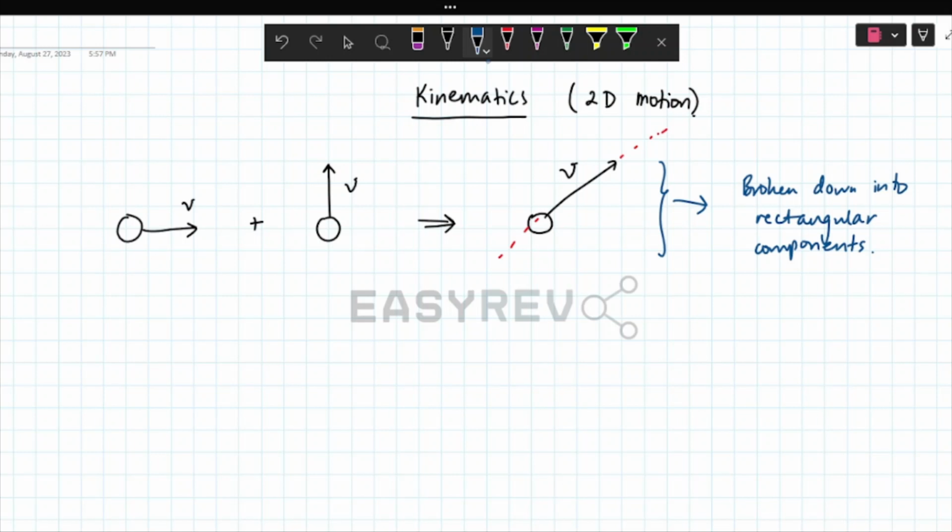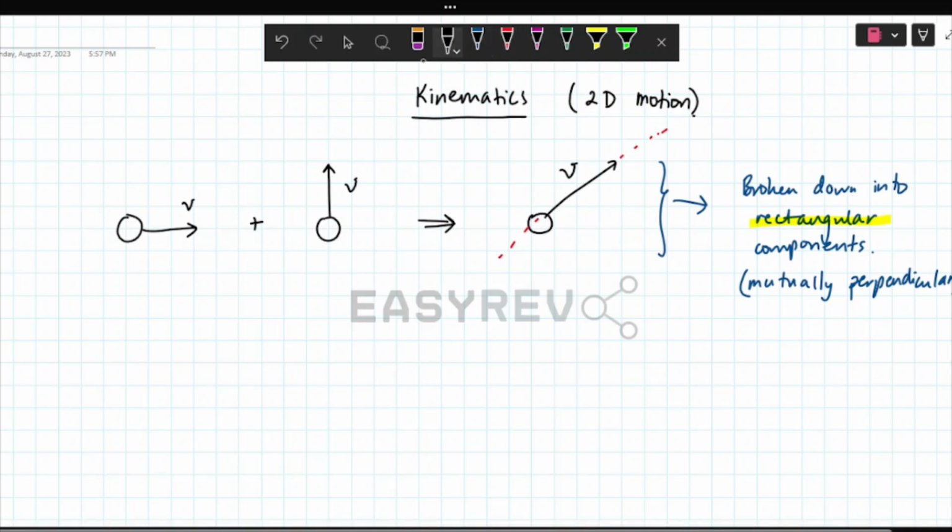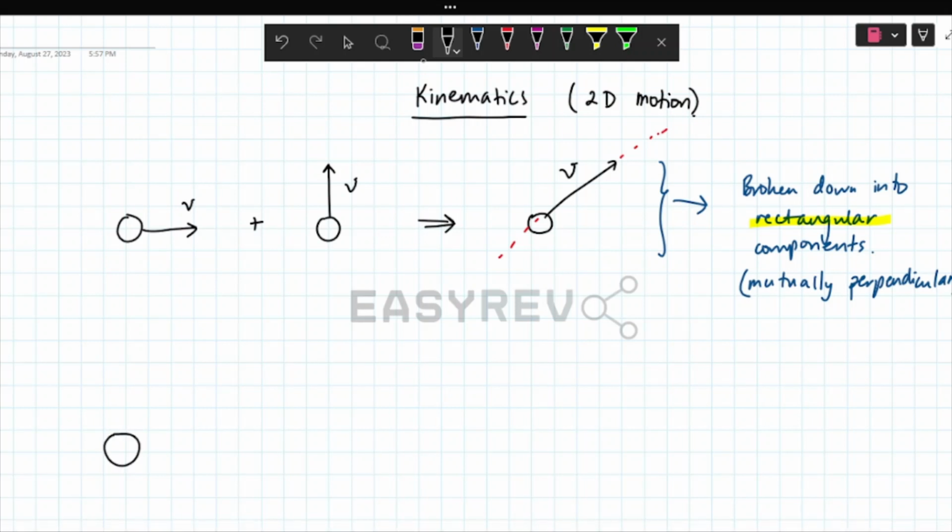We'll be specific to just this velocity vector. The word rectangular here implies that these two components that we'll draw are going to be what we call mutually perpendicular, meaning they will be perpendicular to one another. Again, at this stage it might not seem that obvious, but we can definitely draw it in terms of the following diagram. So it's basically this first diagram enlarged like so.